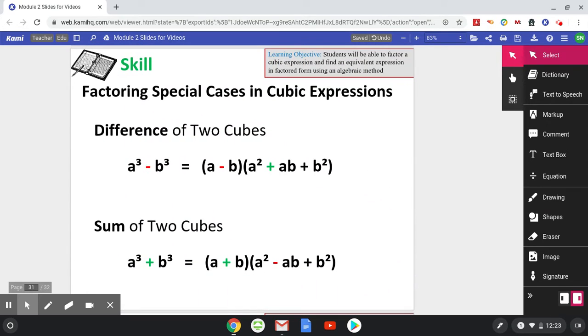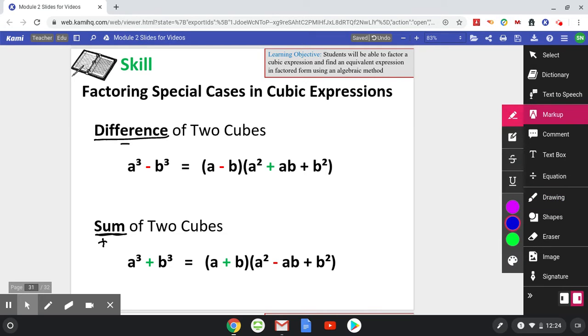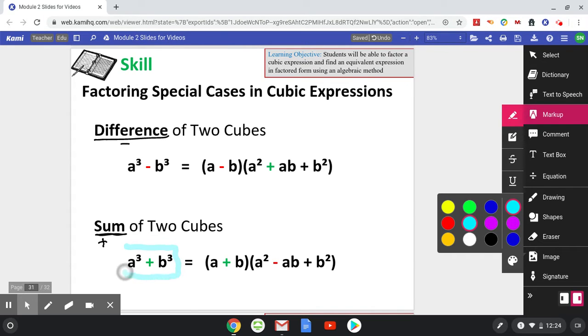We will start by looking at the formulas. I will focus on the one at the bottom, which is the one for sum. Sum means plus, difference means minus. Let's start by analyzing the first sign. The part on the left is the problem. The part on the right is the solution. This is what we're trying to get at the end.